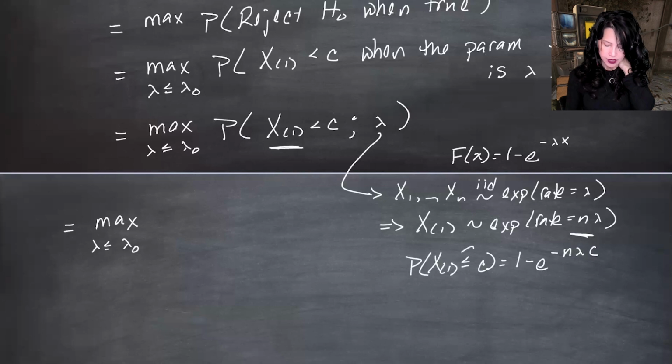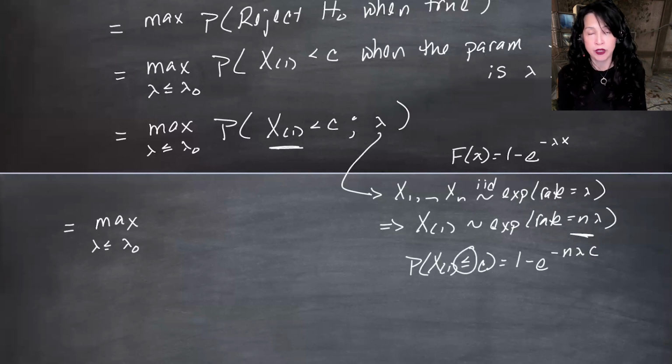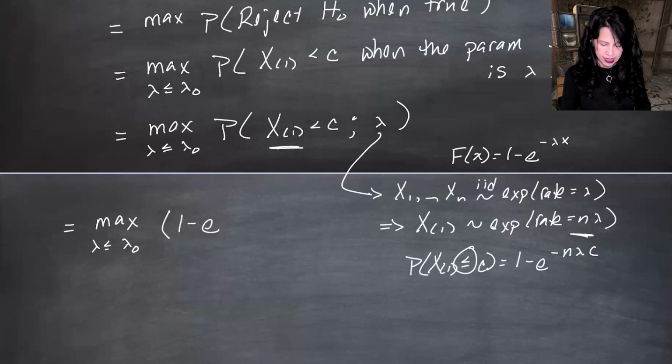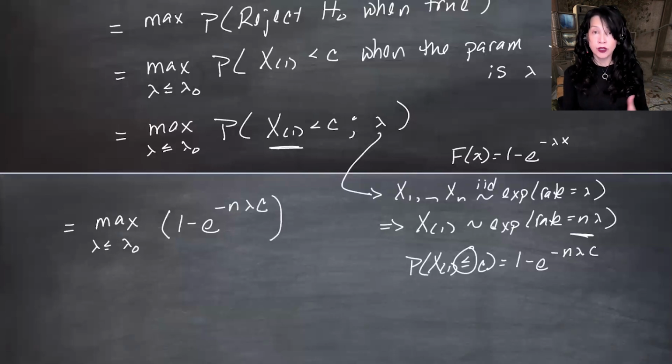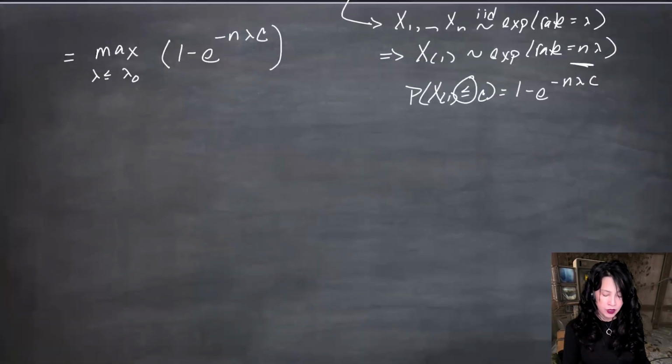And then if this is a strict inequality, it doesn't matter because it's a continuous random variable. So there's zero probability of actually landing on C. So in other words, going back to the left side, this is 1 minus e to the minus n lambda c. So there's a function of lambda, and we can think of maximizing it over all the lambdas less than or equal to lambda naught.